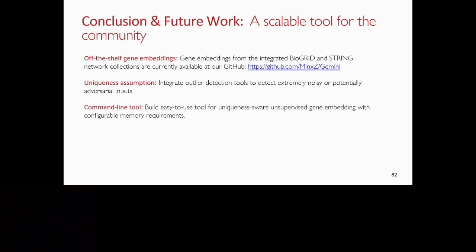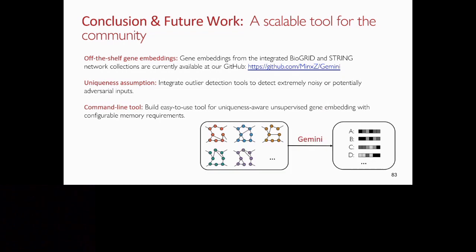And then finally, we're also working on an easy-to-use command line tool for the community so that people can apply Gemini's uniqueness-aware gene embeddings to whatever network data set you're interested in and still benefit from those embeddings. We're also hoping to do this with configurable memory requirements so that you can tell Gemini how much memory is available to you, and we can optimize the computation accordingly.